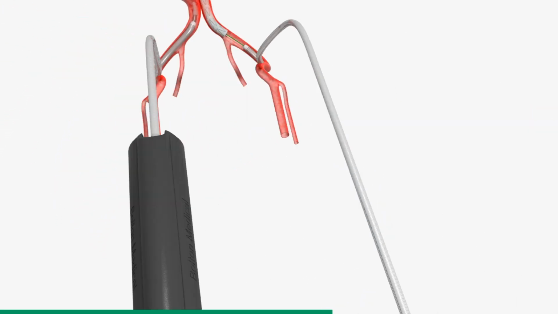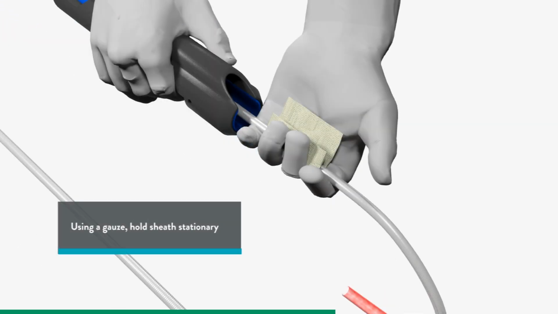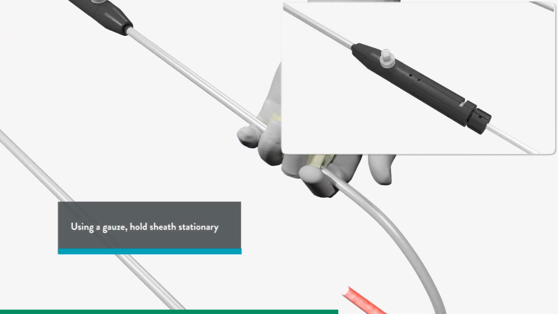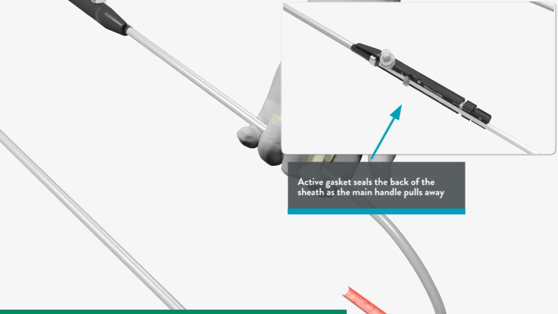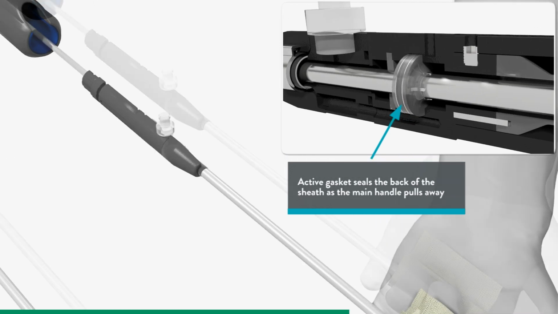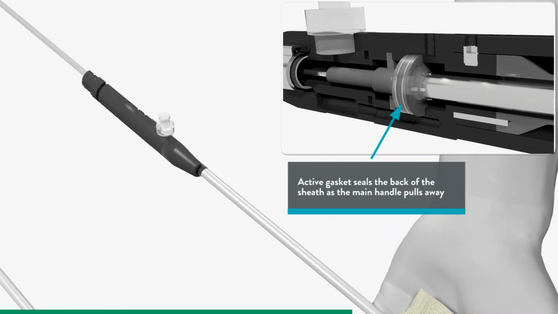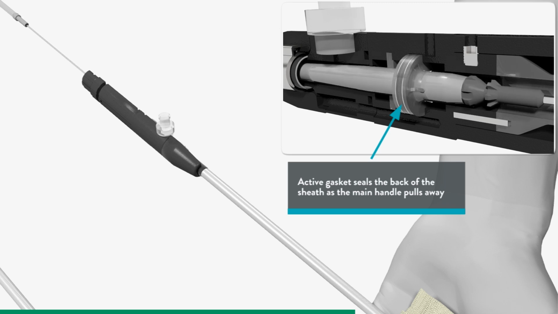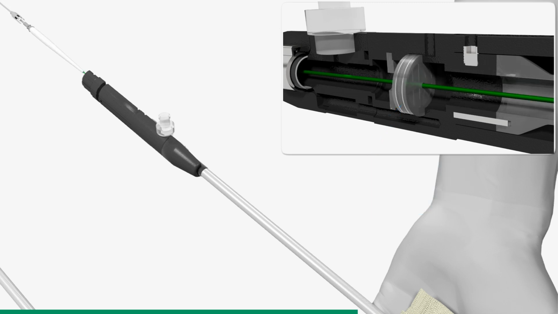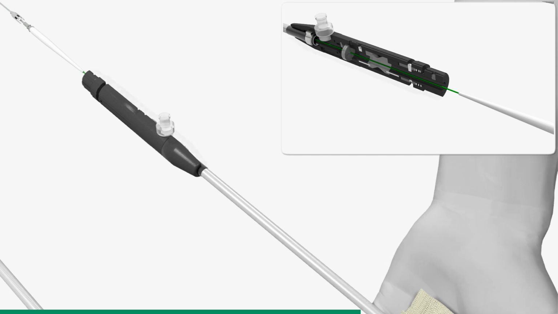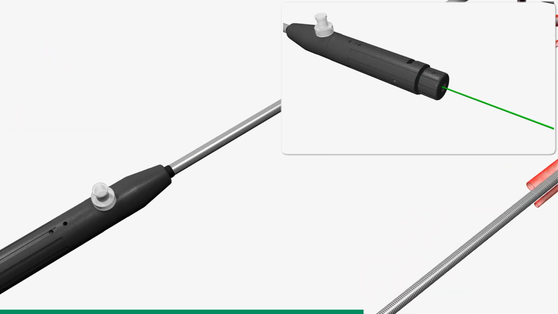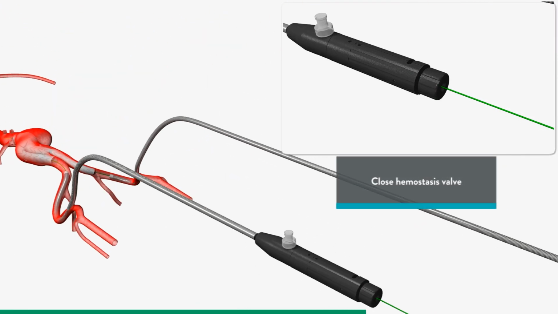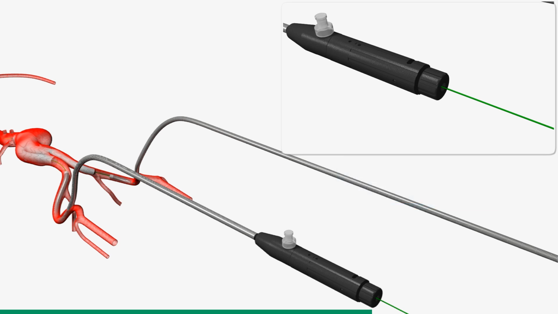Using gauze to hold the main sheath stationary, continue to slide the main handle away from the main sheath as the sheath hub assembly disconnects from the handle. A passive seal blocks blood flow from the back of the sheath as the main handle pulls away. Continue pulling slowly, and observe as the delivery system tip exits from the hemostasis valve housing. If necessary, close the hemostasis valve after the tip exits the housing by turning the knob clockwise. Remove the delivery system handle assembly until it clears the guide wire.